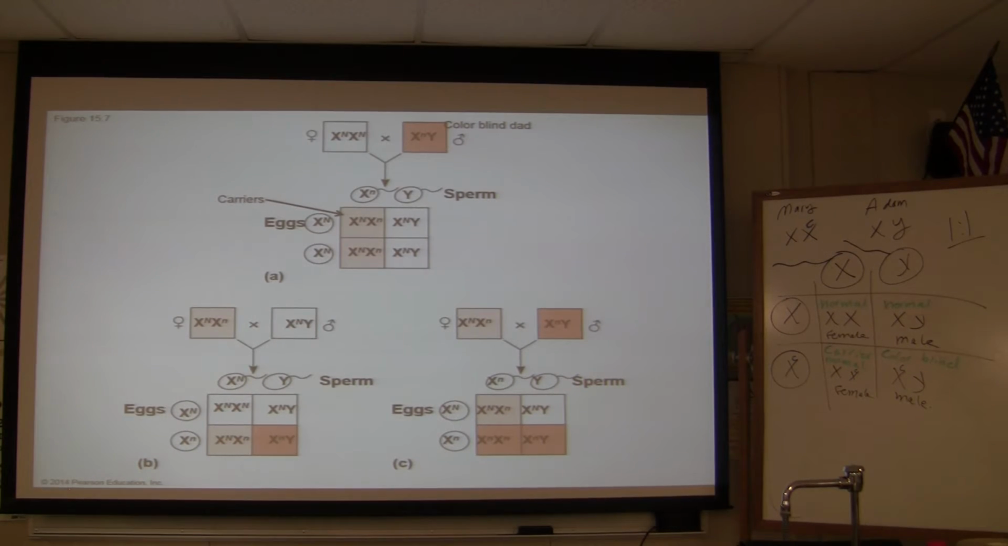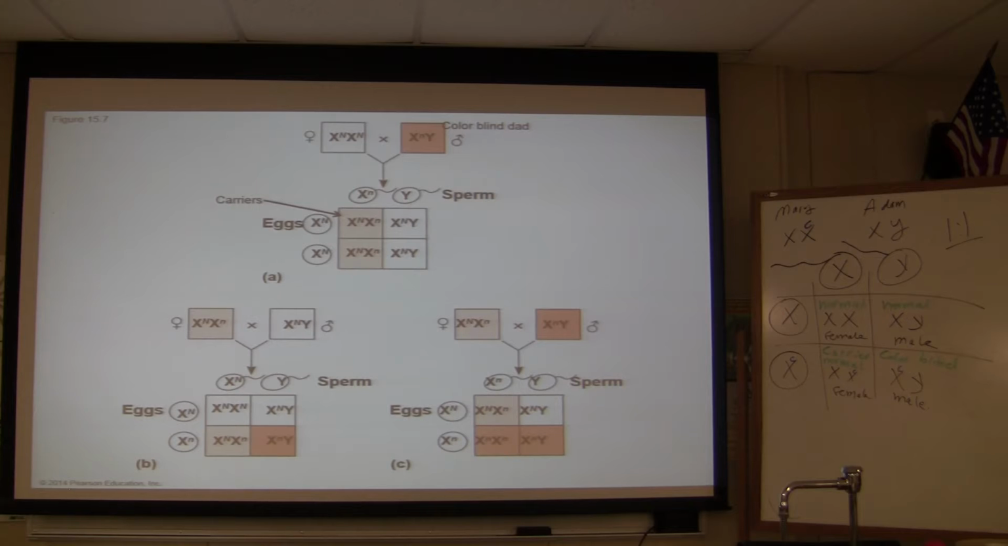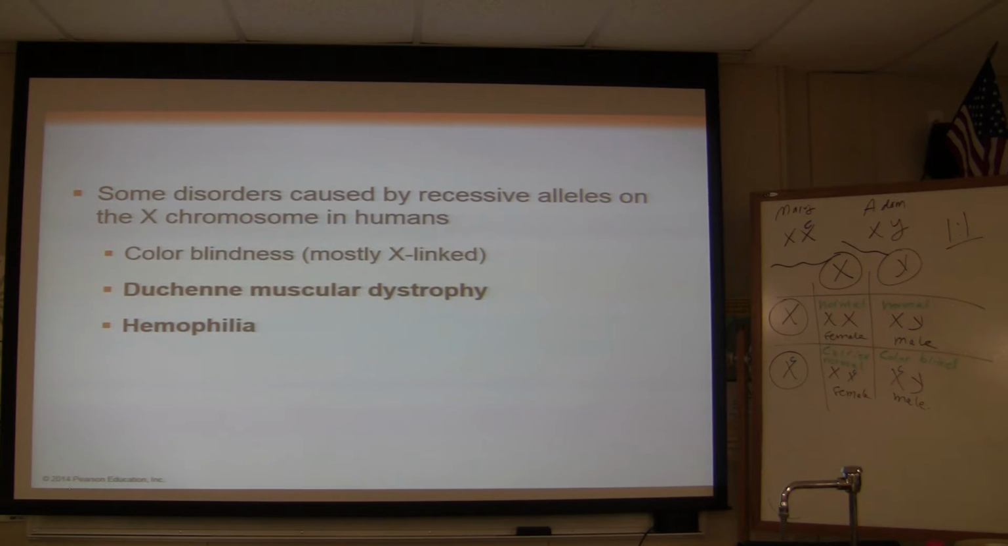Okay, so it is very rare to have a colorblind female, but it is possible. Most colorblind people are male, as you know why. Okay, most colorblind people are male, but it is possible to have colorblind female. So, some disorders are caused by recessive alleles on the X chromosomes in humans. Colorblindness is one of them. Muscular dystrophy is another one. Hemophilia is another one. Bleeders, you know, bleeders disease. That's what hemophilia is.